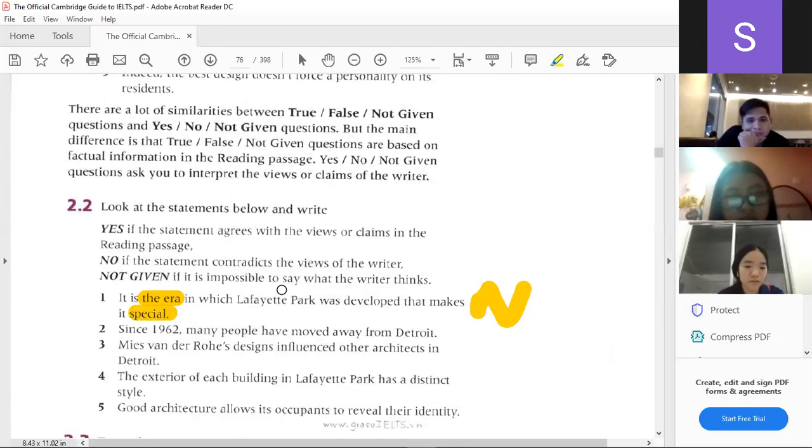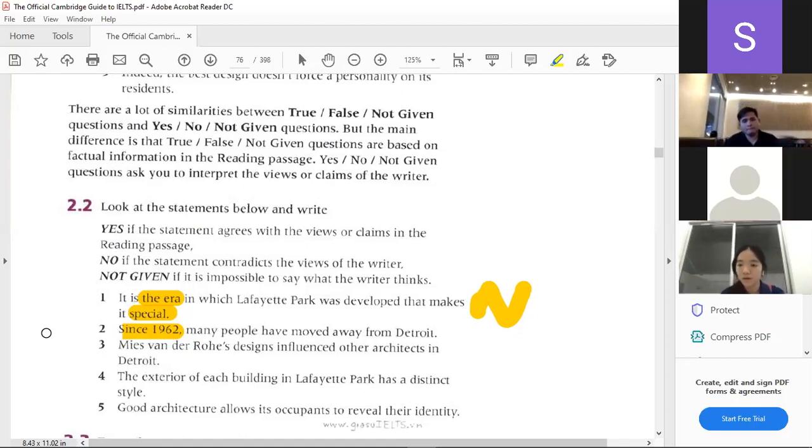Number two, must continue since 1962. That's your clue, keyword right here. We know how to do it already. Many people have moved away from Detroit. Quick, what's your answer to number two? Yes. It's a yes, okay. What's your answer on number two? Not given. Not given.